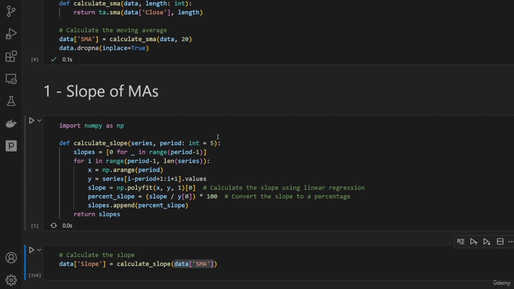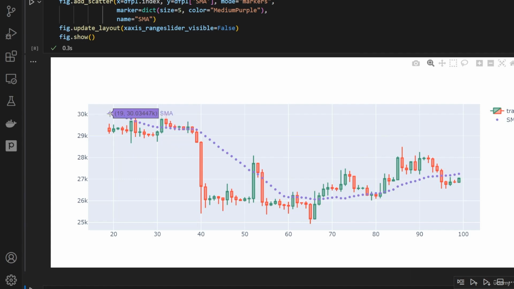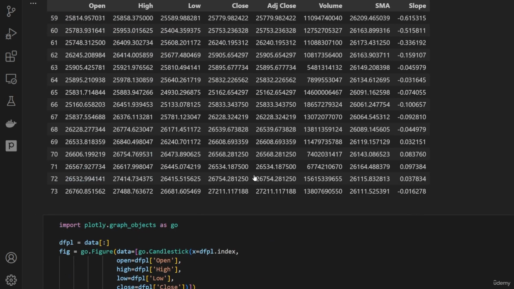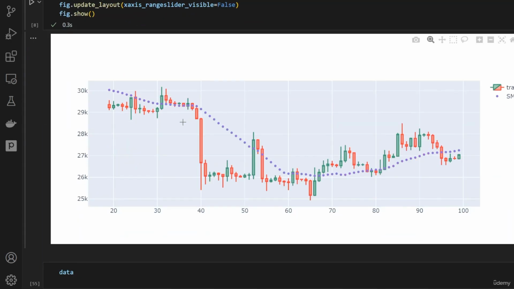Computing this one, slopes, and plot. So this is what we have. Those purple points are the values of the simple moving average for each of these candles. So let's check one slope, for example, index 59. It's a negative slope, minus 0.6. So 59 should be this one around here. And that's true, we have a negative slope.